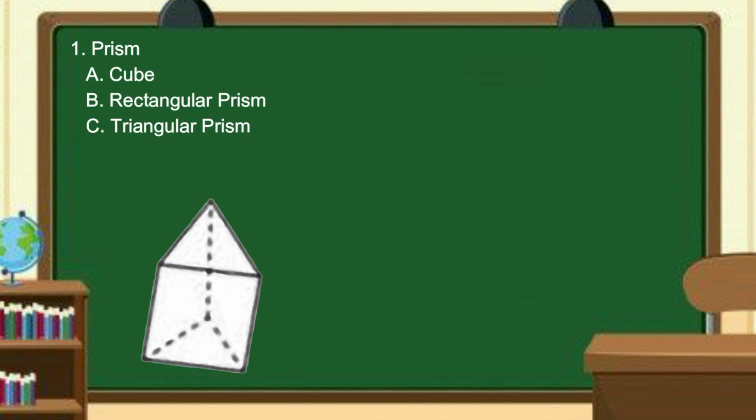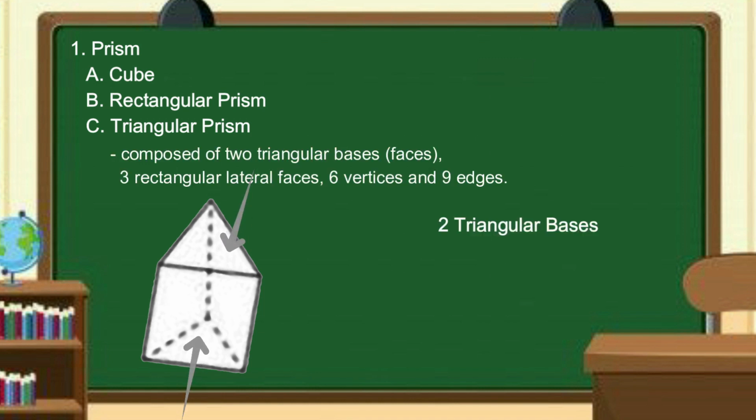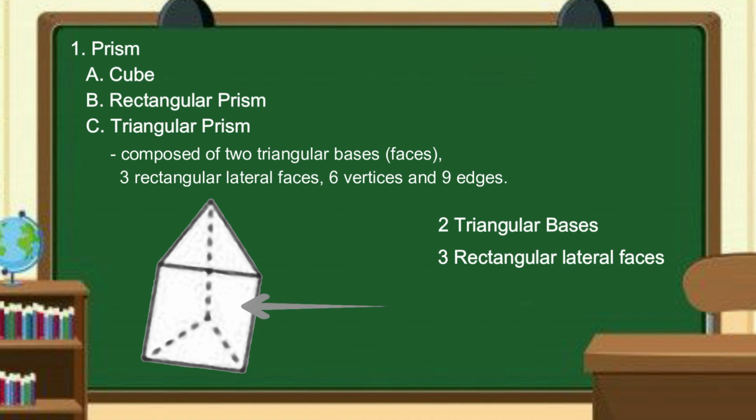And the third is a triangular prism. This is composed of 2 triangular bases, 3 rectangular lateral faces, 6 vertices, and 9 edges.